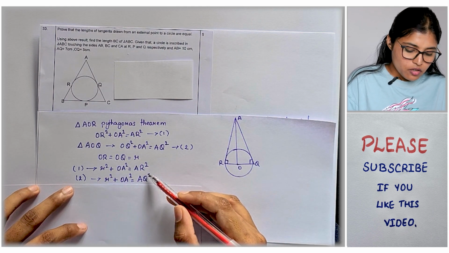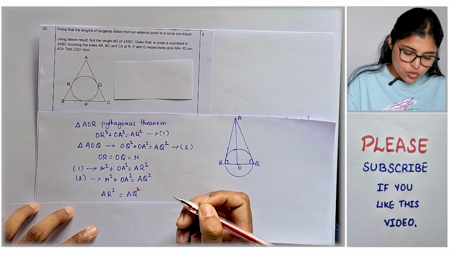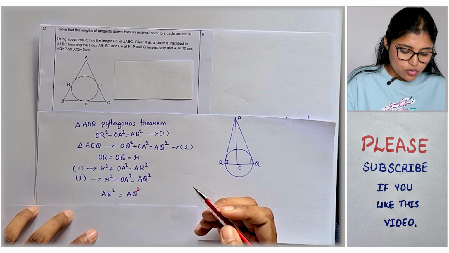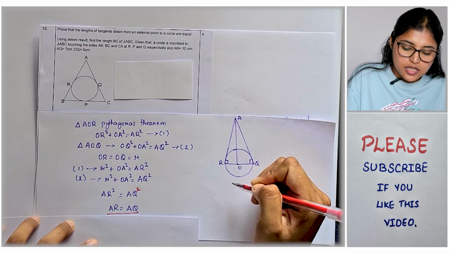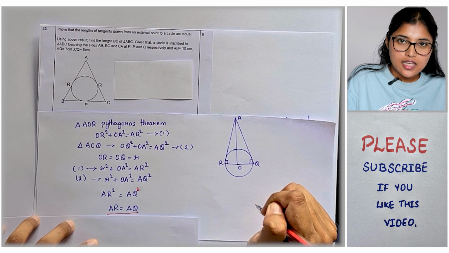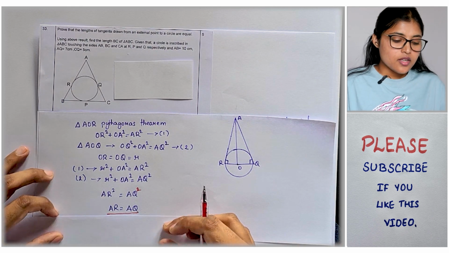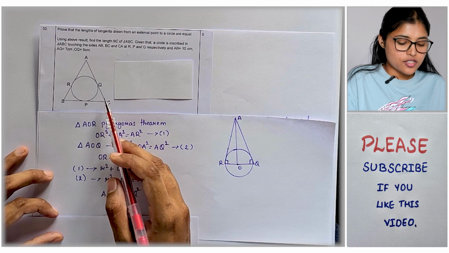Here from these two equations, I can say AR square is equal to AQ square. Now taking square root on both sides, I get AR equals AQ. That means tangents drawn from an external point to a circle are equal. Now that we have proved this, let's take a look at the second part of question 33.